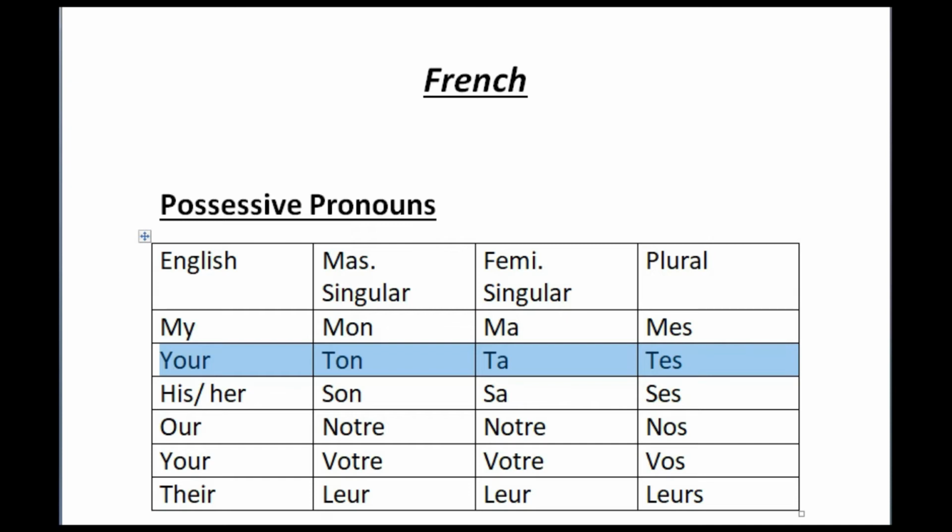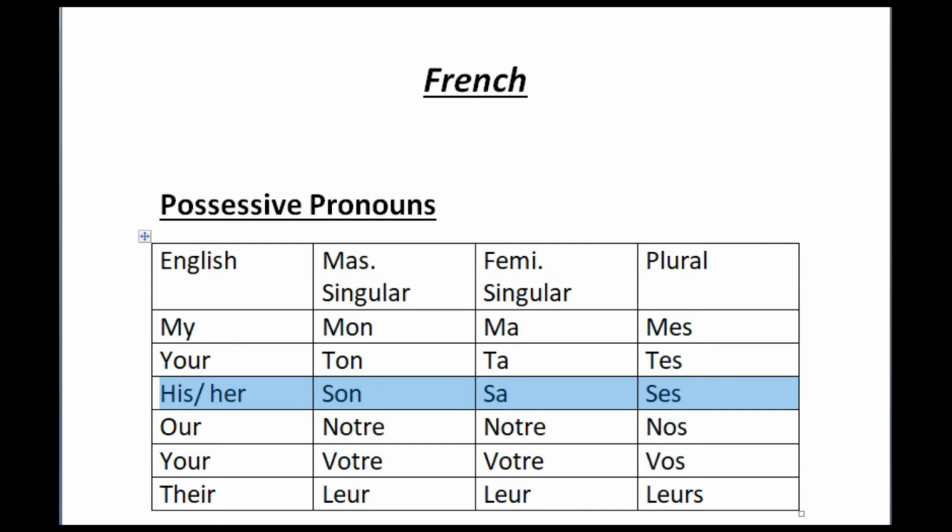Next we have his or her. If you want to say his, it would be son. S-O-N, son. If you want to say her, which means feminine singular, it would be sa. And if we want to say them in plural, either his or her, it would be ses.